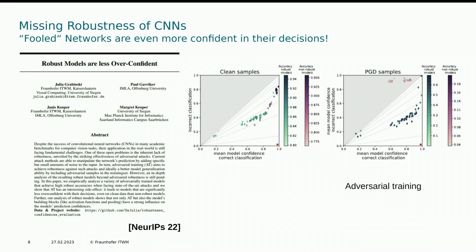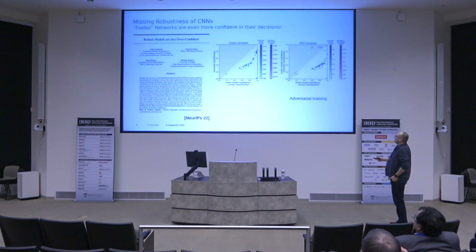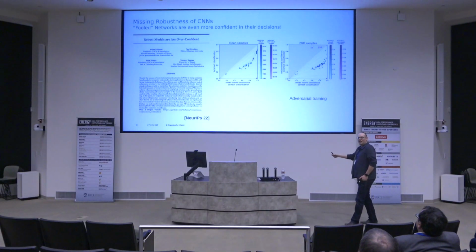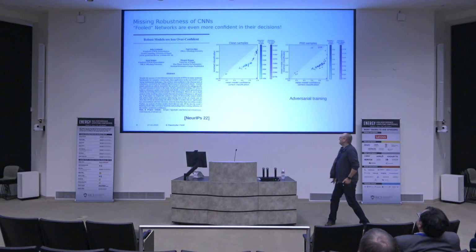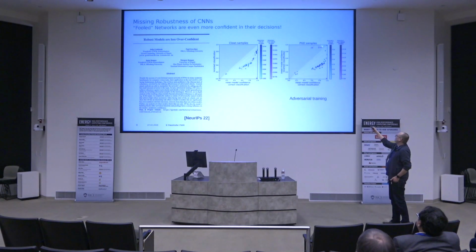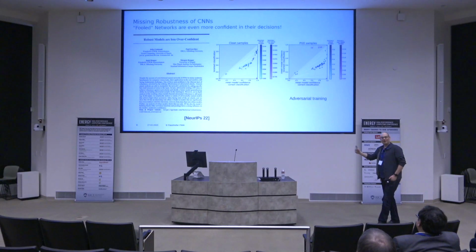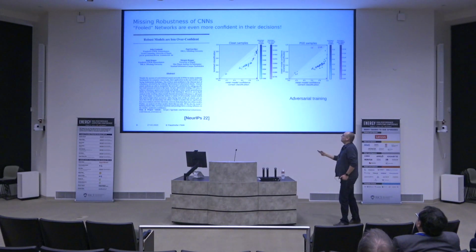Just to show you how big the problem actually is, this is a study we did for NeurIPS 22. It's a large field study where we looked at many publicly available models. Here are the clean samples, and here are some of the attacked samples. The optimum is right here, so you always should make the right decision and be very confident about it. The problem is when you're up here, where you're wrong and very confident about it. And this is actually what's happening.